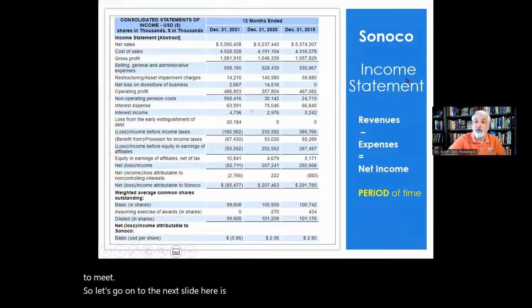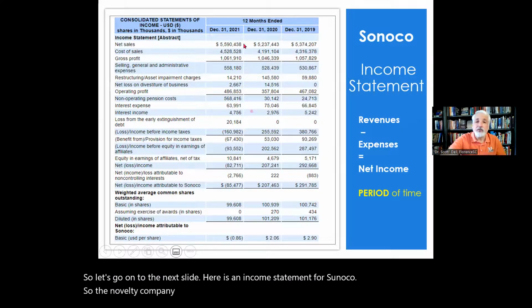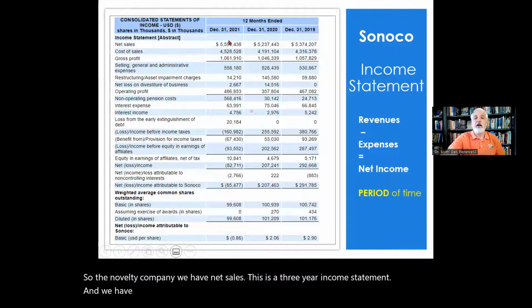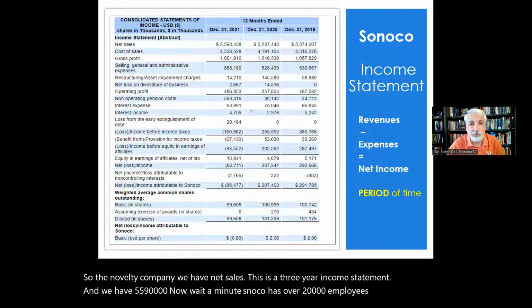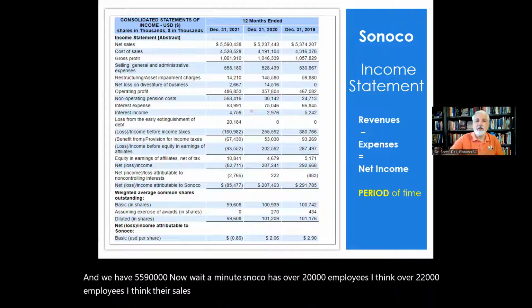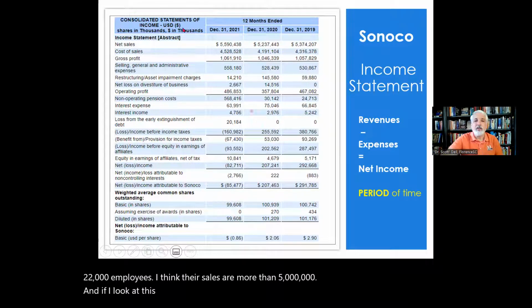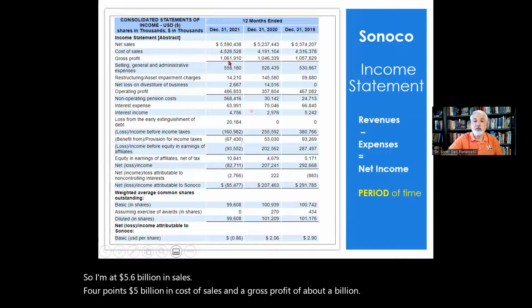Here is an income statement for Sunoco. Okay, Southern Novelty Company. We have net sales. This is a 3-year income statement. And we have 5,590,000. Now, wait a minute. Sunoco has over 20,000 employees. I think over 22,000 employees. I think their sales are more than 5 million. And if I look at this, oh yeah, there we go. I'm in the thousands. So I need to add 3 zeros. So I'm at $5.6 billion in sales, $4.5 billion in cost of sales, and a gross profit of about $1 billion, about 20% on the game.